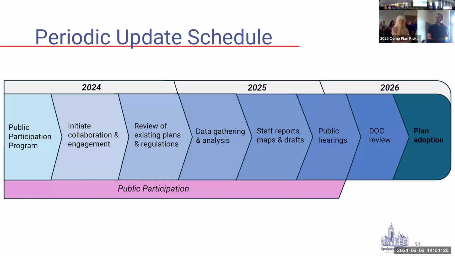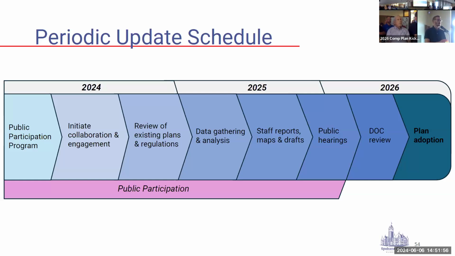Reviewing existing plans and regulations, that's where we'll do our analysis of our existing code and regulations. We'll look at how well the previous comprehensive plan was implemented through the years. Data gathering and analysis, that's where we'll look at capital facilities and all the other elements, doing their data gathering and analysis. Staff reports, maps and drafts. This is where we'll start drafting these documents.